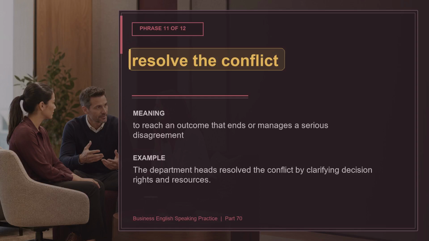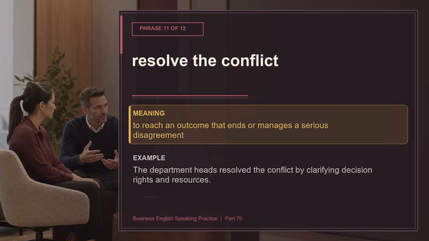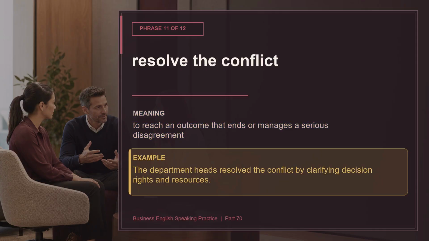Phrase 11. Resolve the conflict. Meaning: to reach an outcome that ends or manages a serious disagreement. Example: the department heads resolved the conflict by clarifying decision rights and resources.